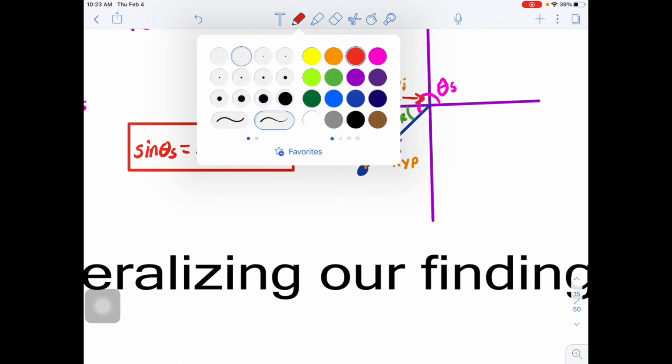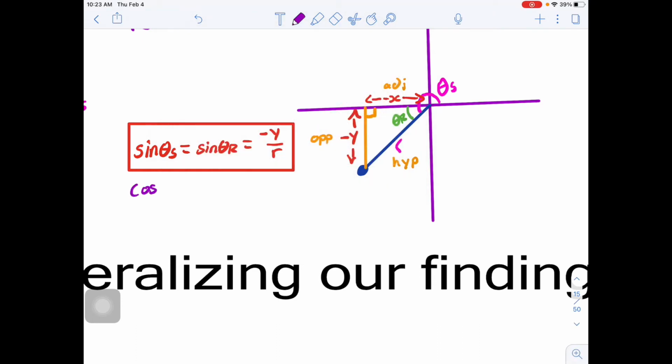Then let's look at the cos ratio for the standard angle. And we're going to use the reference angle to understand it. And remember, cos is adjacent over hypotenuse. Okay, so you always got to remember, SOHCAHTOA. So what is the adjacent side of the reference angle? Well, that's negative x. So this would be negative x over the hypotenuse, which is r. And there is our other trig ratio.